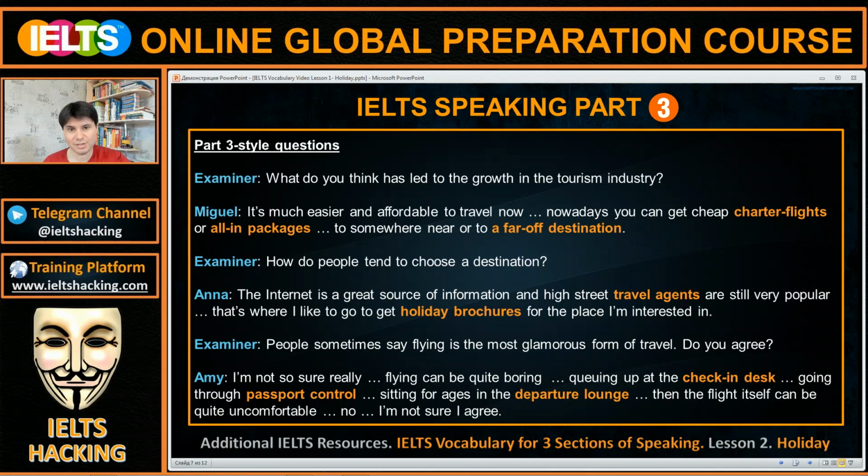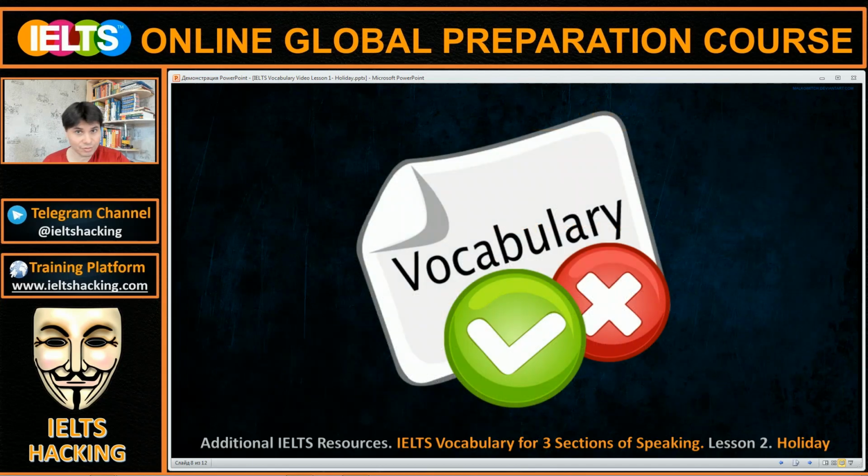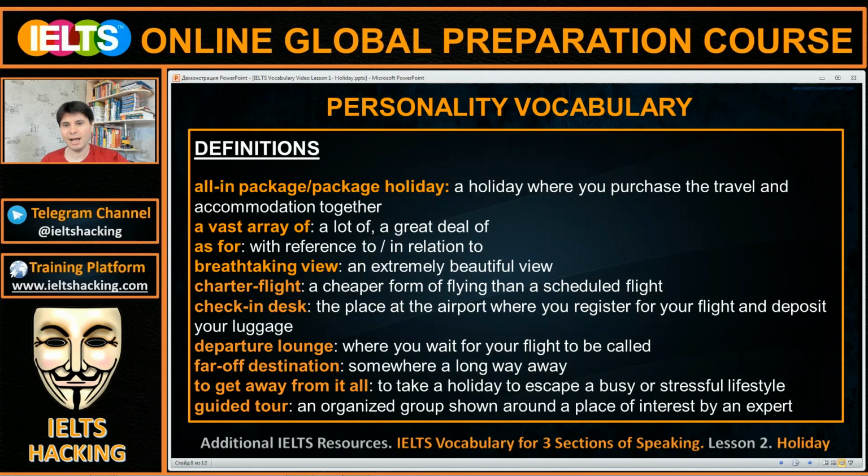Now guys, these were the questions and the answers for all 3 sections of the IELTS speaking exam. And now let's go to what? Exactly, vocabulary. We're going to go through the definitions of the words and phrases which were highlighted in the yellowy orangey color. All the words that you see here are in alphabetical order. Okay, so let's go.